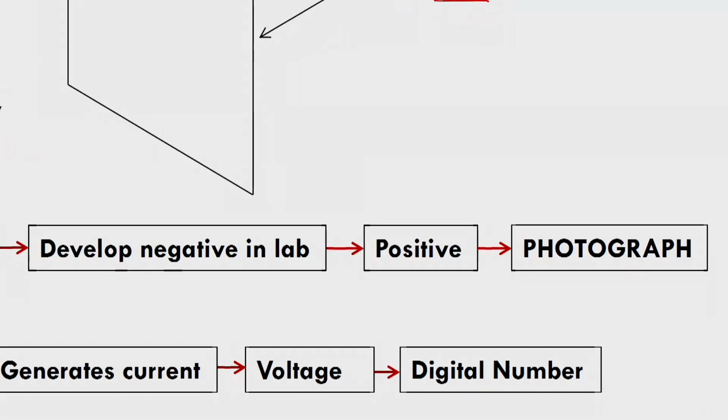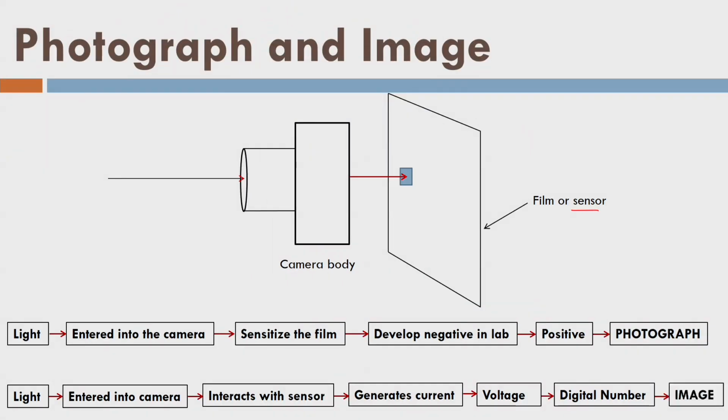So, by this process where we have light interacting with the sensor, generating some photons, photons are generating current, currents are generating the voltage, and voltage is converted to some digital number, the final product is called image, and that is the difference between photograph and image.